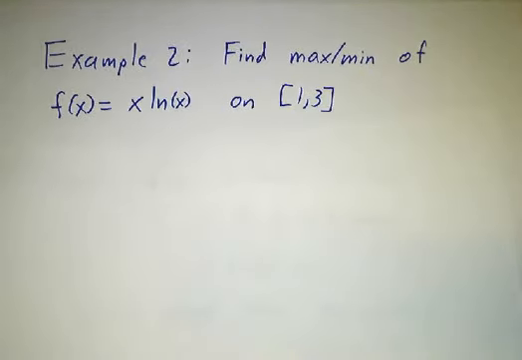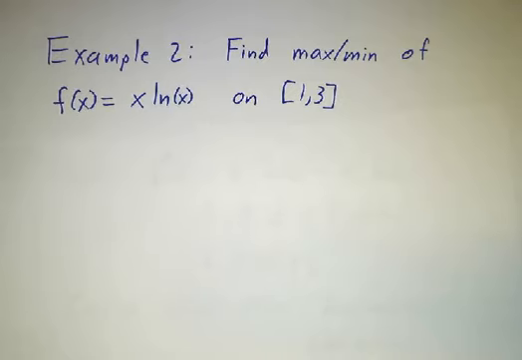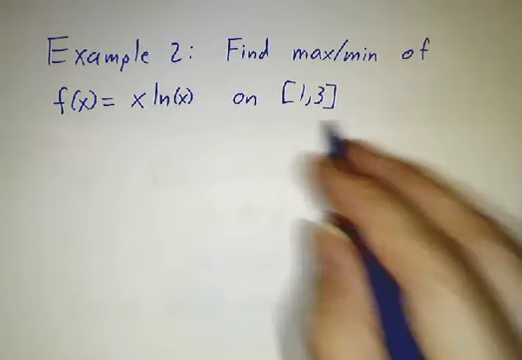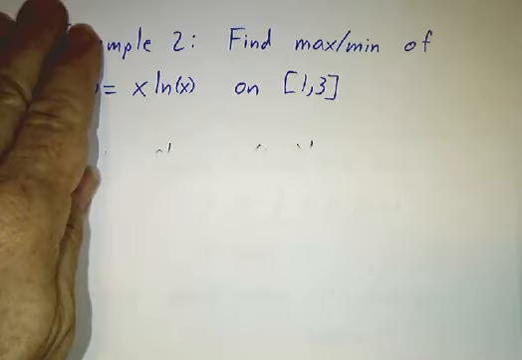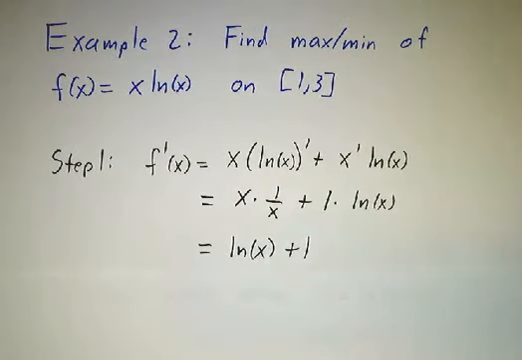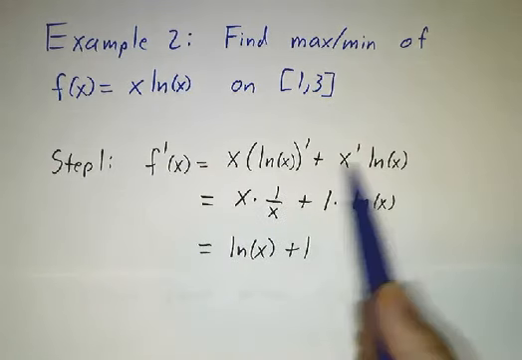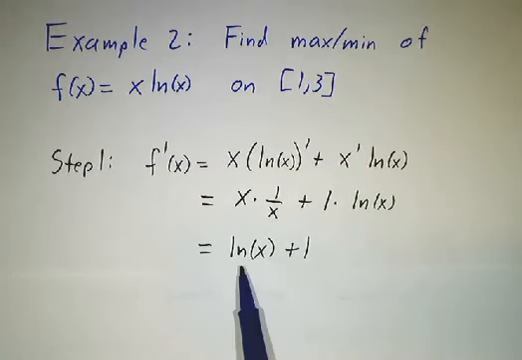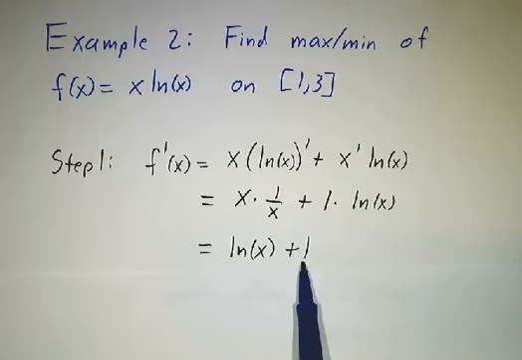And this example involves logs. So we want to find the maximum and the minimum values of x natural log of x on the interval from 1 to 3. So step 1, we find the critical points. We want to take the derivative and set it equal to 0. The derivative, we use the product rule. And you get natural log of x plus 1.